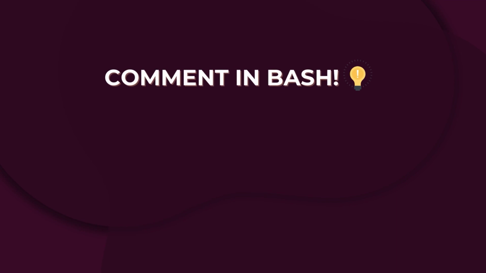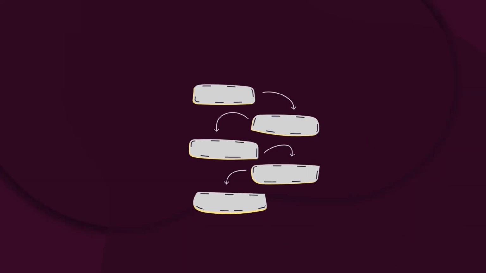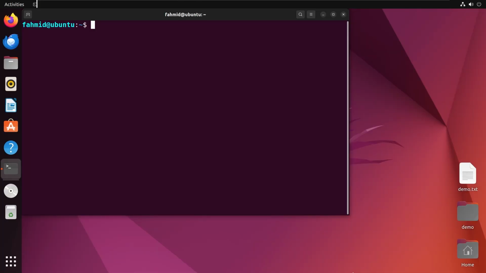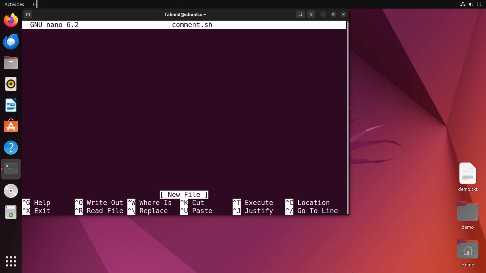Now I will show you how to comment in bash. It will be a step-by-step process. So let's start. At first, I will create a script named comment.sh. To do so, I will use the nano command. This will pop up the nano editor on the terminal. Over here, I'm gonna edit my script. I will start with the shebang line, as I have described before in previous videos.